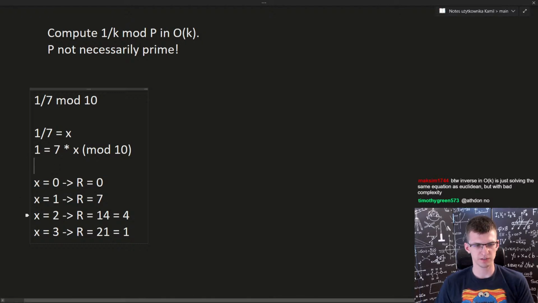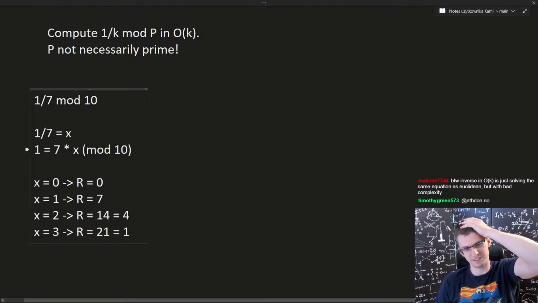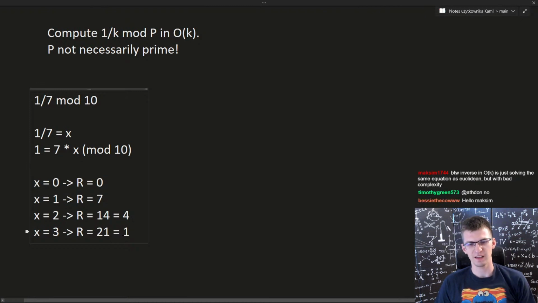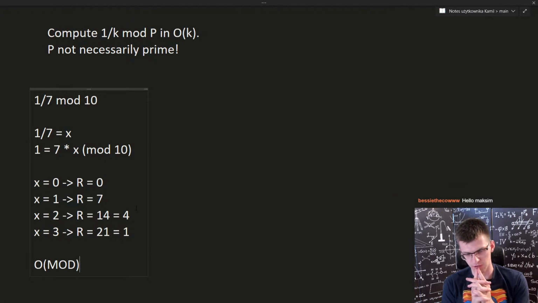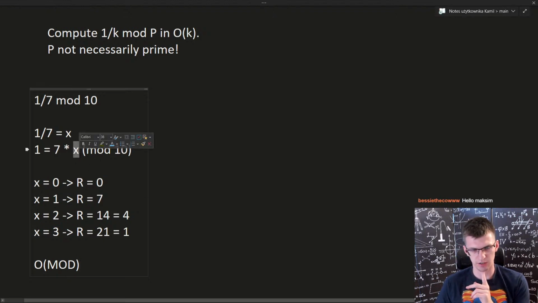Computing the inverse in our case is just solving the same equation as Euclid, just about time complexity. Yeah, it is brute force. It is as easy as we can go. But the solution I showed here, I believe this is O of modulo. I'm not sure if I showed O of k or O of p. Yeah, O of mod. This was O of mod, and we need to be better than that.